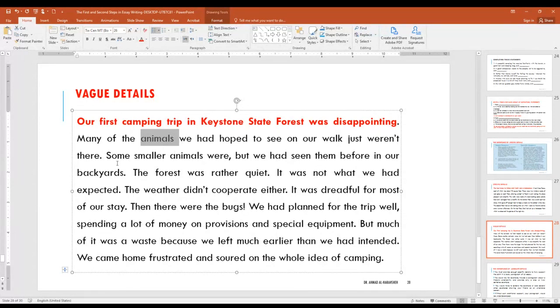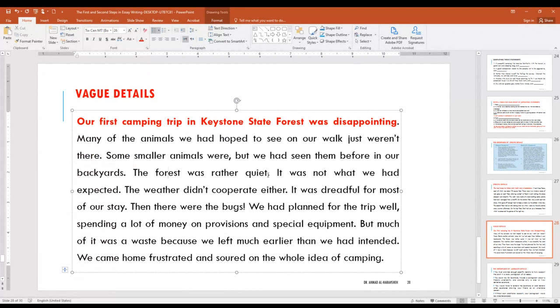Some smaller animals. What kind of smaller animals? What do you mean? Birds, spiders, scorpions, for example. We don't know. Rabbits, rats, mice. We don't know, right? But we had seen them before in our backyard.